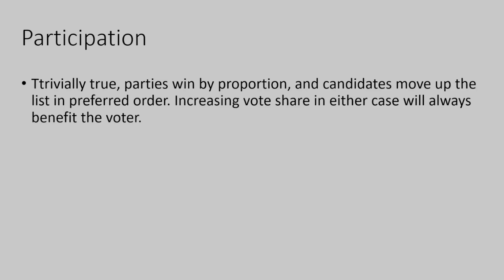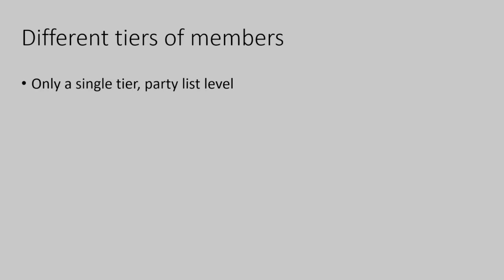Trivially true as well. Parties win by proportion, and candidates move up the list in a preferred order based on vote share. So increasing the vote share in either case will always benefit the voter's preferences. Again, trivially true. Later no harm doesn't apply, no ranking. Later no hope doesn't apply, no ranking. Different tiers of members: there's a single tier, it's the party list level.